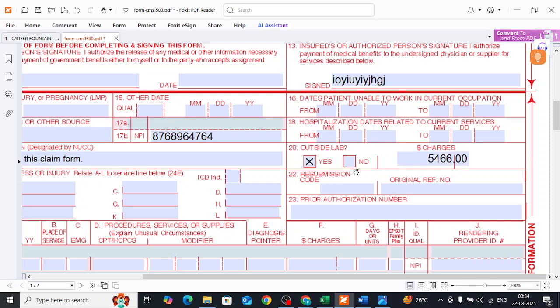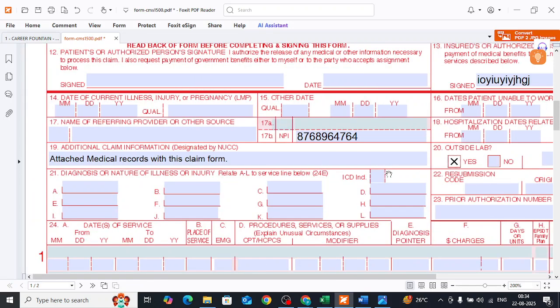Sometimes under the policy, those charges are covered. So whatever is the lab, they will bill the claim form to insurance for that patient. Here we just have to check whether any outside lab charges are there, then yes, or else no. If yes, then charges also need to be mentioned. That is box number 20.